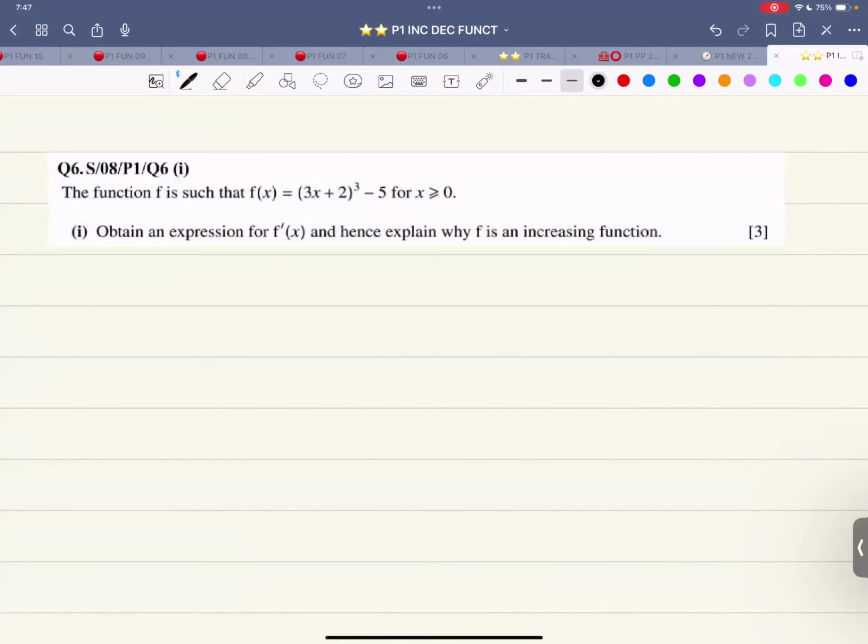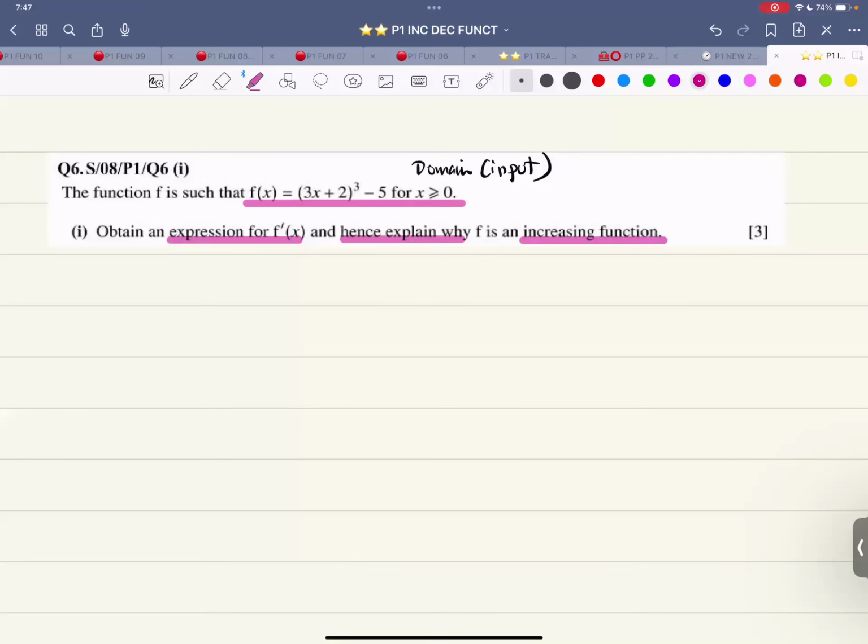And this question can be done in two different ways. It says the function f is such that f(x) is this, and this is the domain of the original function. This is the domain, the input values of the original function. And f(x) is given, a cubic. Obtain an expression for f'(x), and hence explain why f is an increasing function. They're using the word explain. So you have to write it in English.